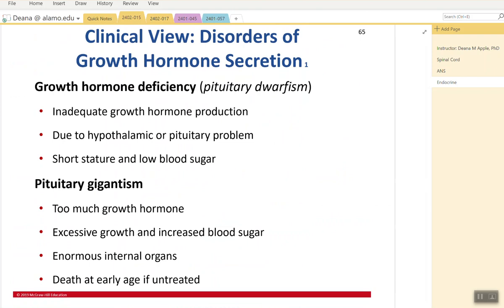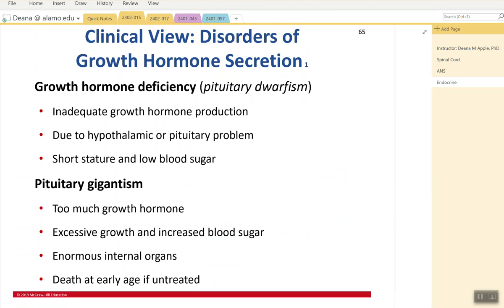Okay. So growth hormone secretion disorders. All right. We can have two different problems here. If we have a deficiency of growth hormone, we get pituitary dwarfism. You're not squirting out enough growth hormone, so you're not able to grow taller. You have lower blood sugar levels. You have lower IGF-1 levels. You stay short your whole life. This can be a problem in the pituitary or a problem upstream in the hypothalamus.